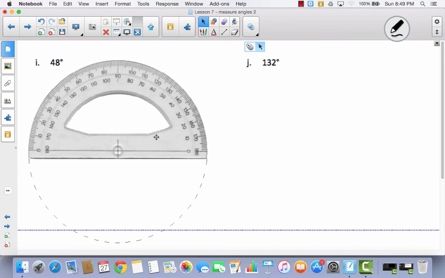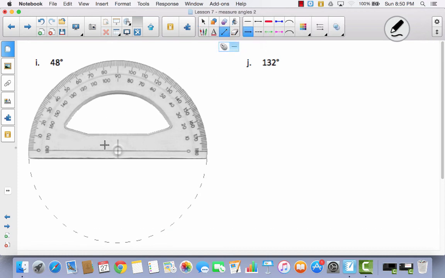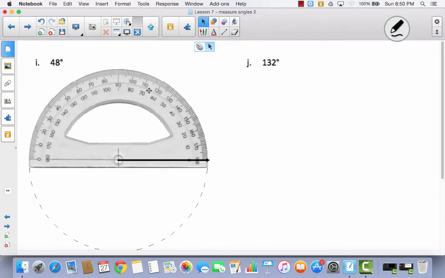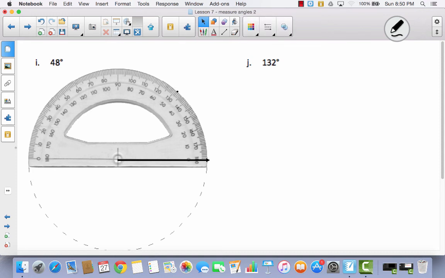So again, you're going to start with your base ray. I'm going to have this one going this way. You could have yours going any way you want it to, but I just like to make it go this way. So now I'm going to start wherever your base ray is where you start with 0. So since it starts on this side, I start counting on this side. So 10, 20, 30, 40. And then if this is 45, then it's going to be 46, 47, 48. It's going to be almost 50. So that's my dot. And I'm just going to connect it with my vertex.